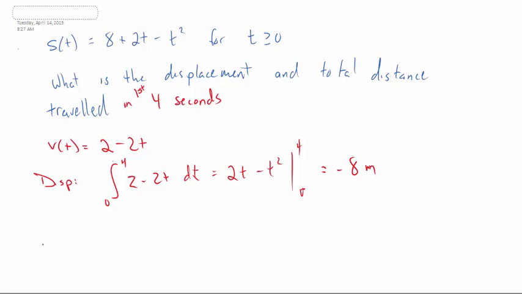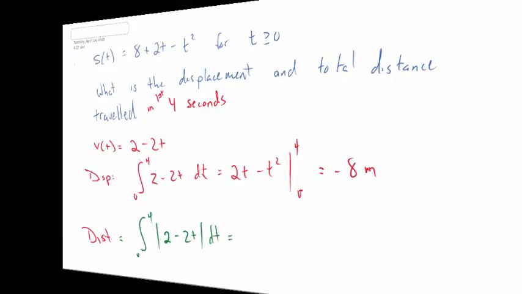For the distance, this is going to be the integral from 0 to 4 of the absolute value of 2 minus 2t dt. If I'm going to do this without a GDC, we would need to sketch this graph and look geometrically at what's happening and split it up into multiple regions, some that are originally below, some that are above. I'm going to use my GDC though.